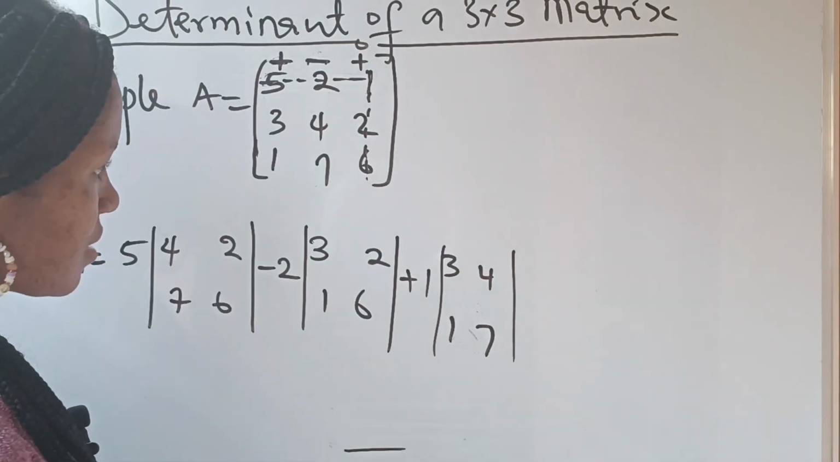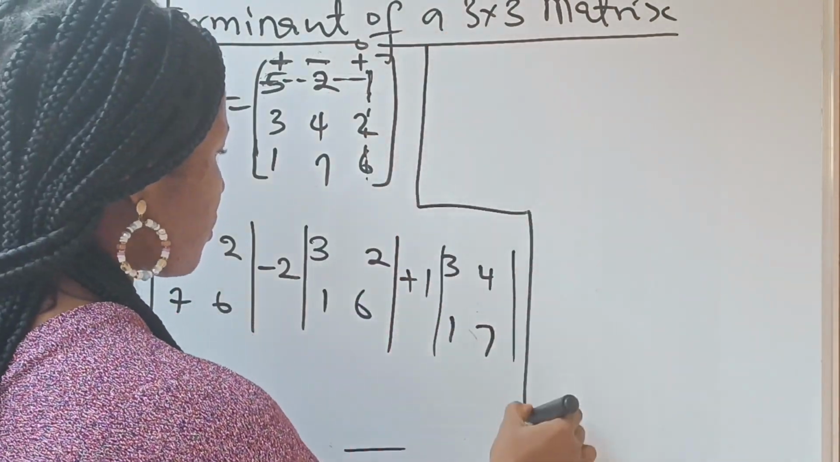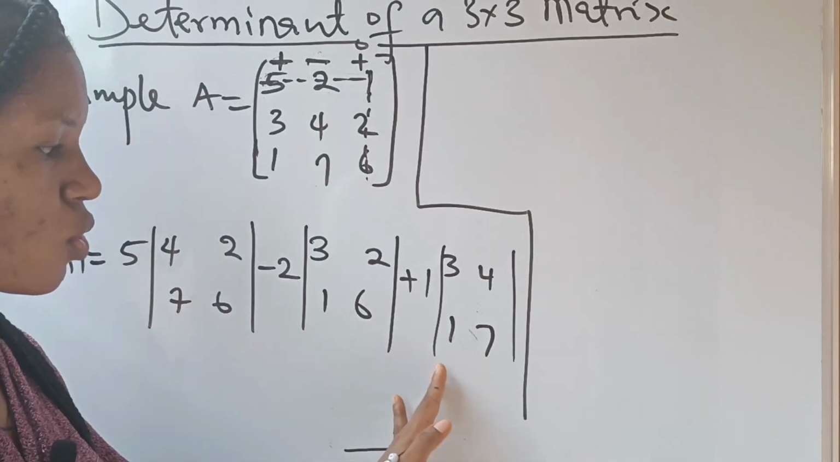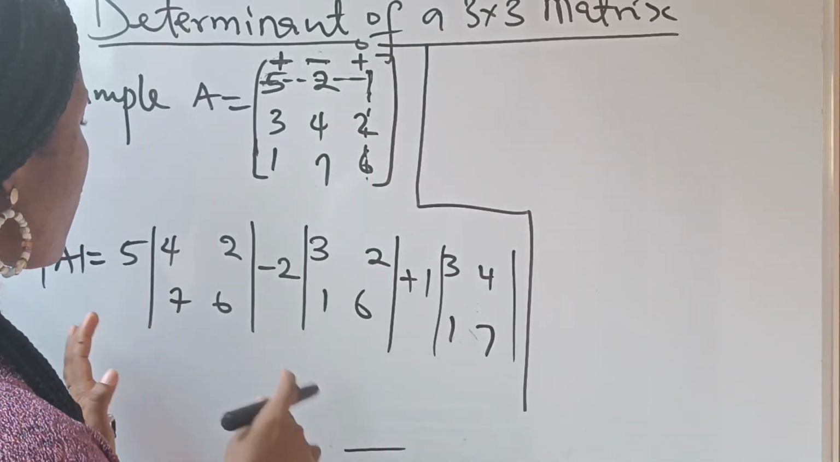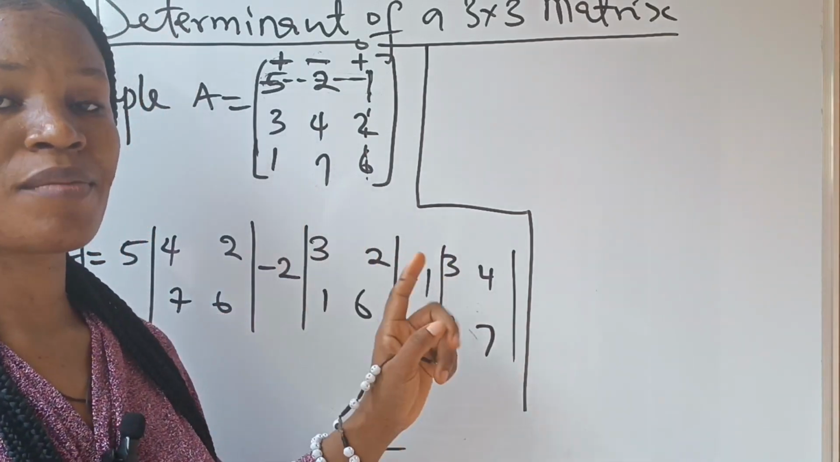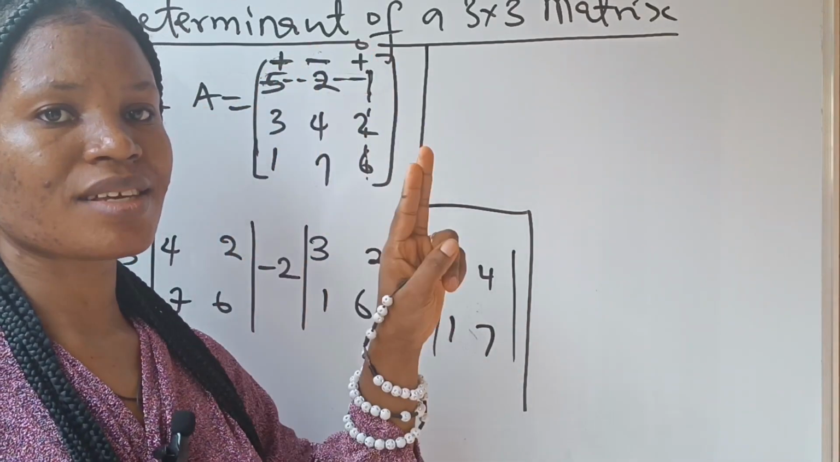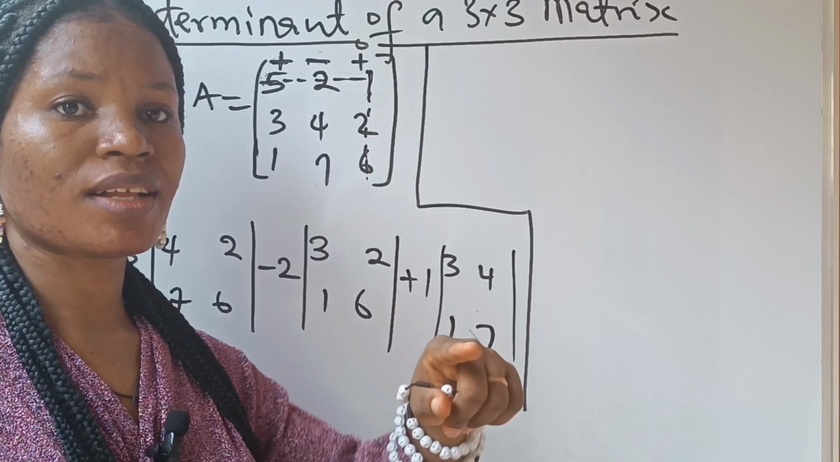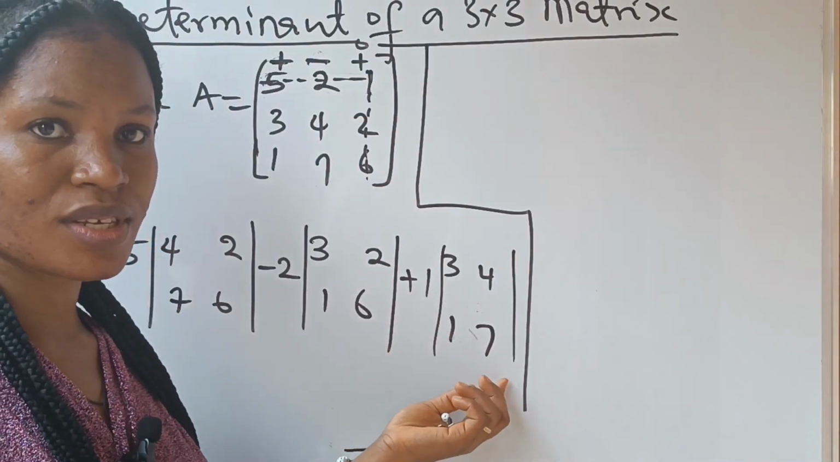You now notice that this is what you have, so you go ahead to solve this. If you have not watched my video on determinants of a 2 by 2 matrix, I think this is the time to pause the video, go back, and watch that. Nevertheless, I will still explain it here.